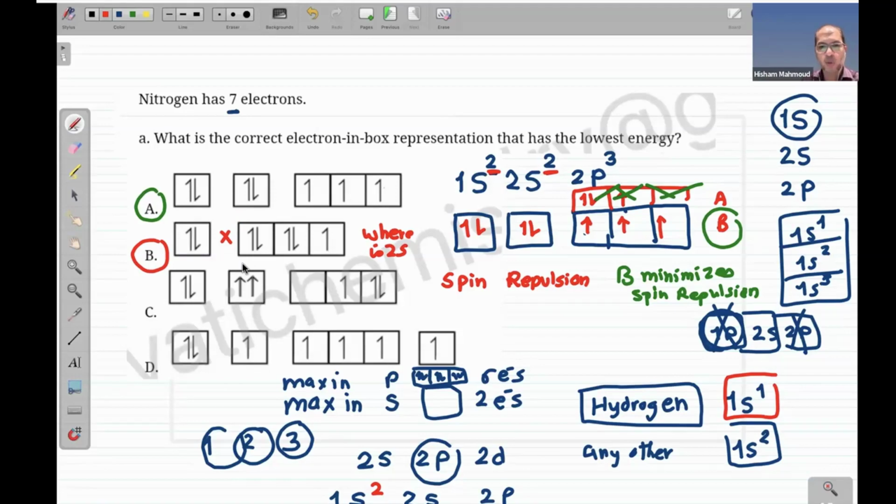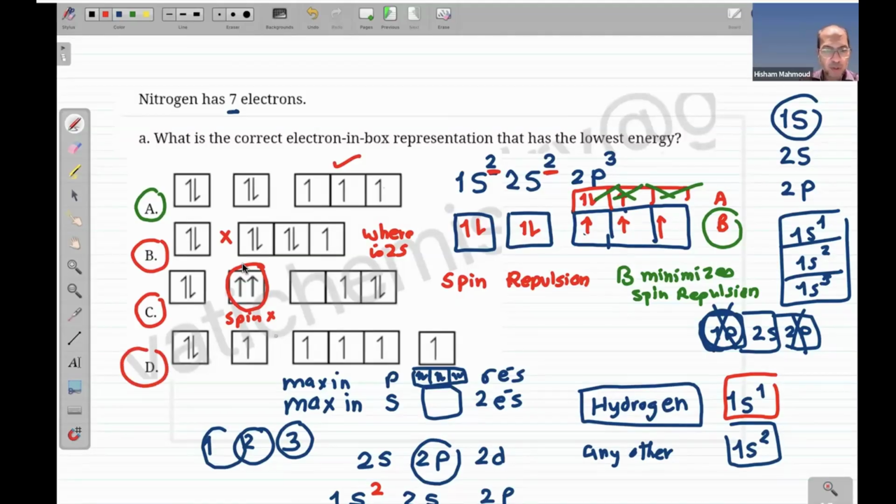In the second one, I don't find the 2s. There is only 1s, and there is 2p. We said there should be 1s, then 2s, and then 2p. So where is the 2s? There is no 2s. This is 1s and this is 2p directly. So the 2s is missing. That's why it's a wrong answer. In the third one, let's see, this one is also missing the 2s.